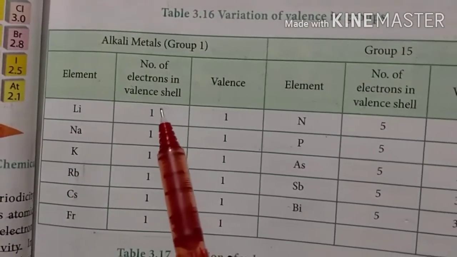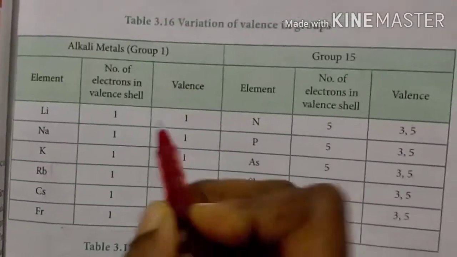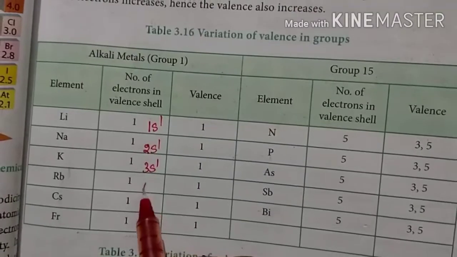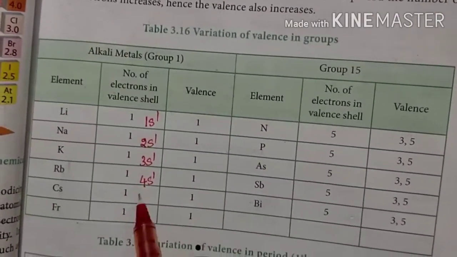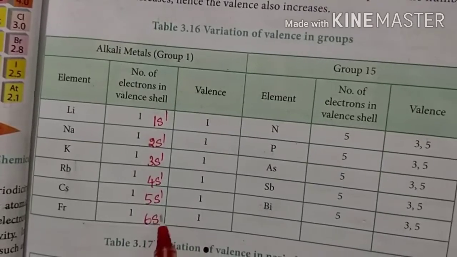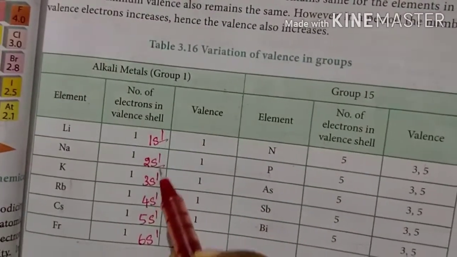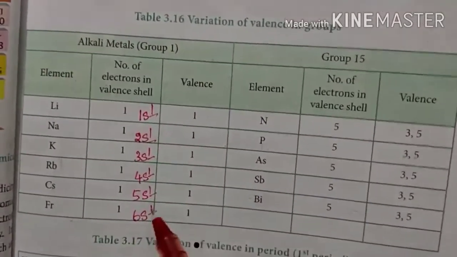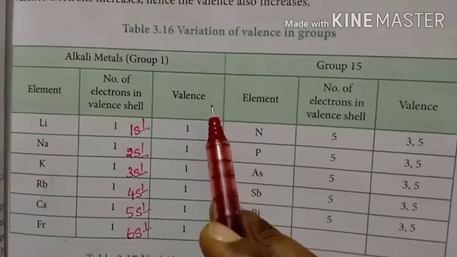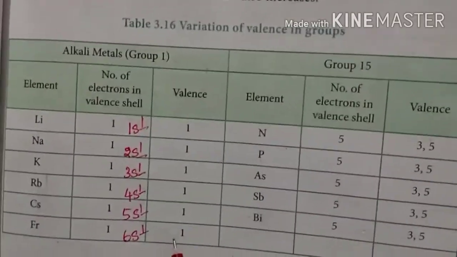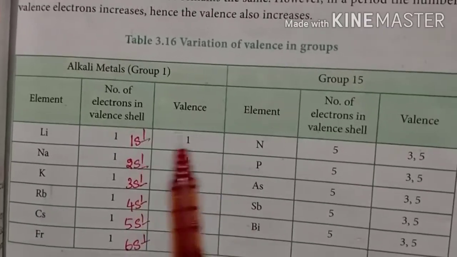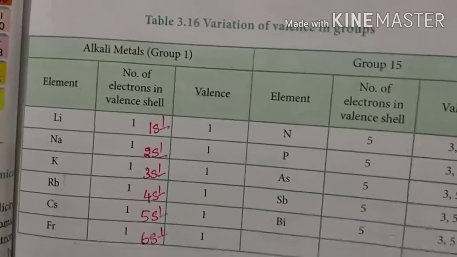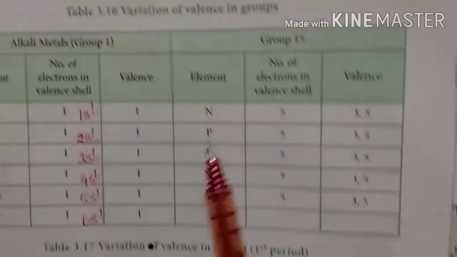So the number of electrons in the valence shell is 1s1, 2s1, 3s1, 4s1, 5s1 and 6s1. So the number of electrons written here is always the same in the group, it is 1. So the valency of this first group is also 1. The number of electrons present in the valence shell is equal to the valency of the element.